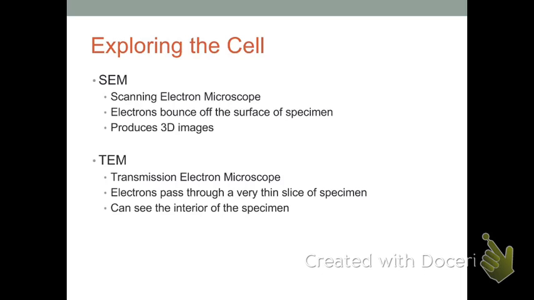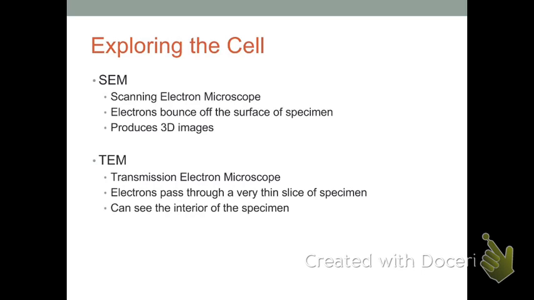All right. 2 types of electron microscopes, and they're abbreviated SEM and TEM. SEM stands for Scanning Electron Microscope. This bounces the electrons off the surface of the specimen. It gives us nice 3D images of the surface, but we don't get to see anything inside. So all we see is the outside part of the specimen. So if we're looking at a cell, this is great for seeing things like the cell membrane. It tells us the shape of the cell. We can see what's on top of the cell and what the cell membrane looks like.